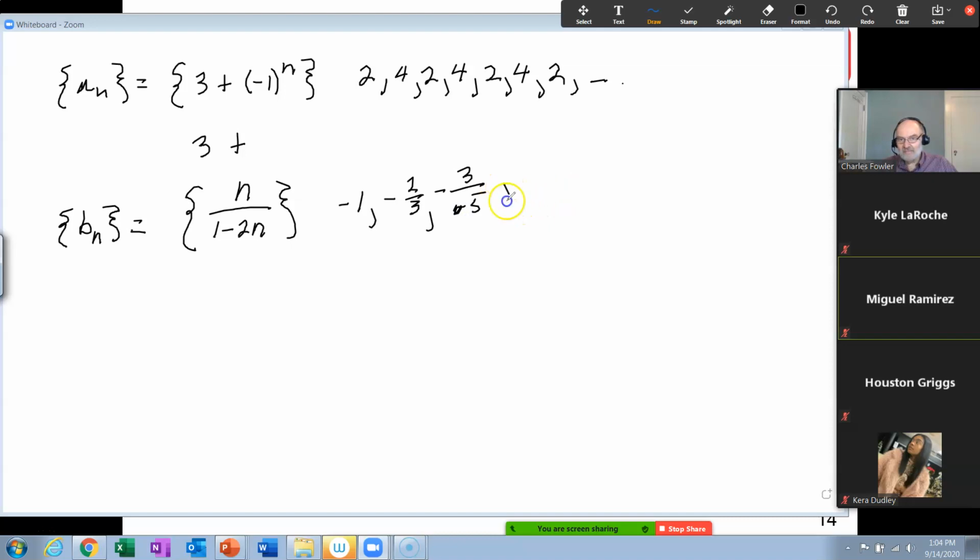The next one would be a minus 4 over 7. The next one would be a minus 5 over 9. The next one would be a minus 6 over 11. The next one would be a minus 7 over 13. And you can keep doing this till the cows come home.